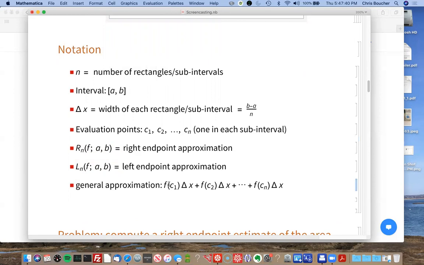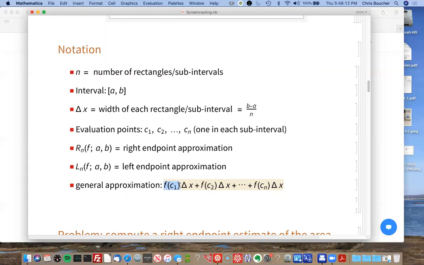So in general, the way we get the approximation is we add up all of the rectangle areas. How do I get a rectangle area? Height times width. The width in every case is delta x. So every term in the Riemann sum has a delta x in it. The height is the function evaluated at the evaluation point, which usually is either the right endpoint or the left endpoint of the interval. But in general, it's function at appropriate evaluation point, right?